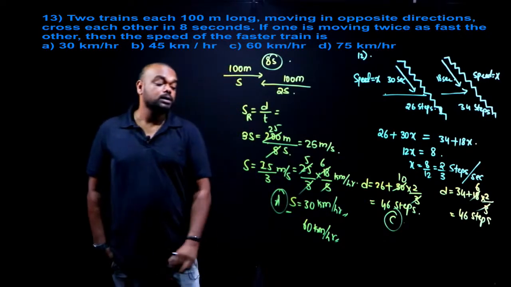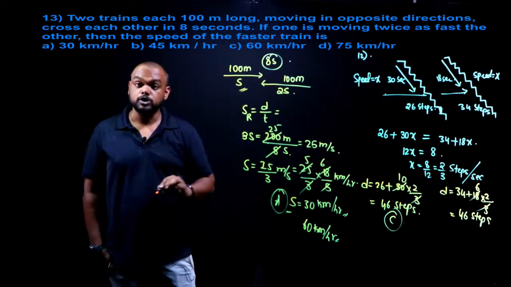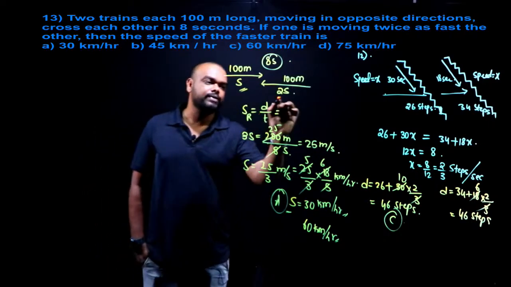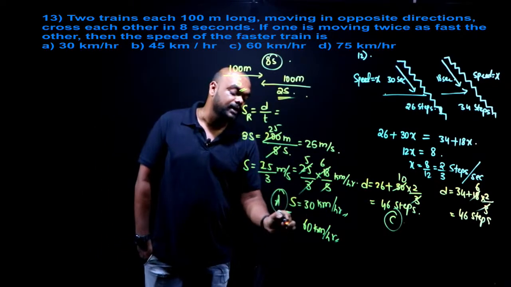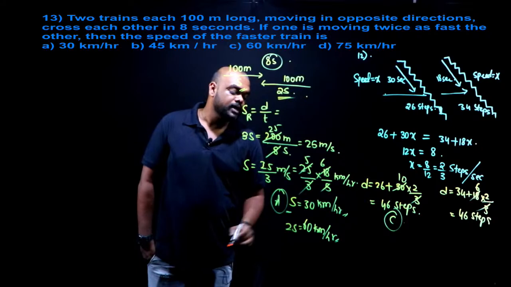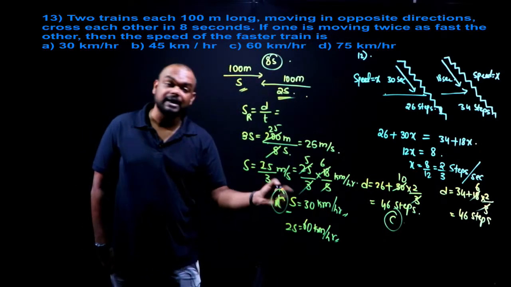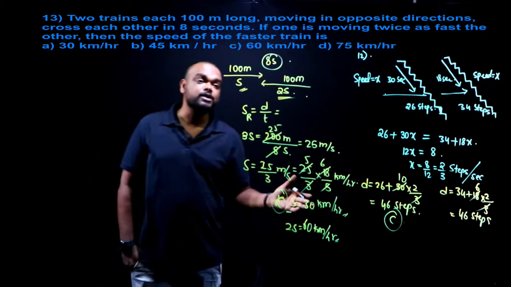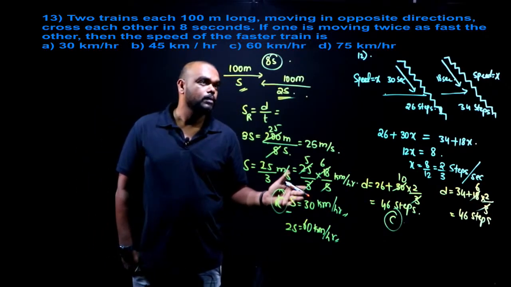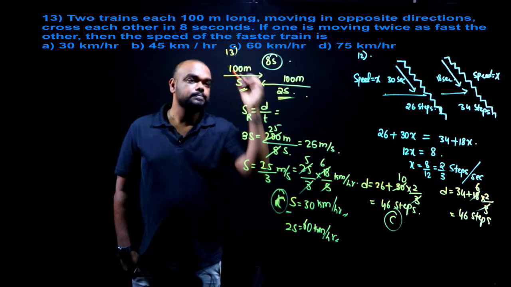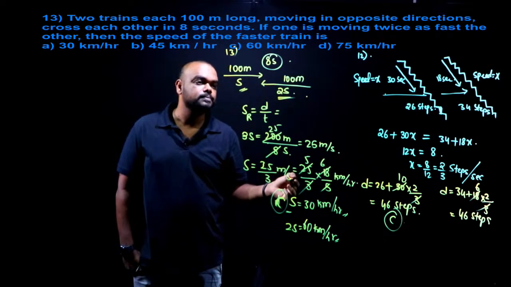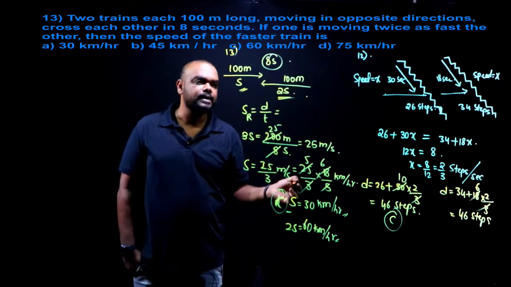That is what? Yes, slower train. But I want the speed of the faster train. That is 2s. So s is 30, then what will be 2s? 2s equals 60 kilometer per hour. So what is the option? Option C, guys. Am I clear with this, everyone? Did you understand the problem? Did you understand this problem? Everybody respond. Okay, guys, excellent. Let us go to the next problem.